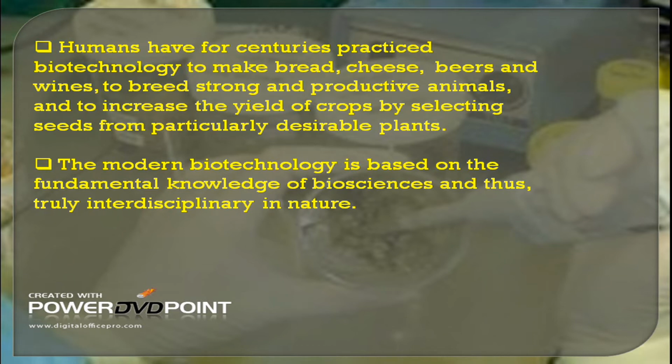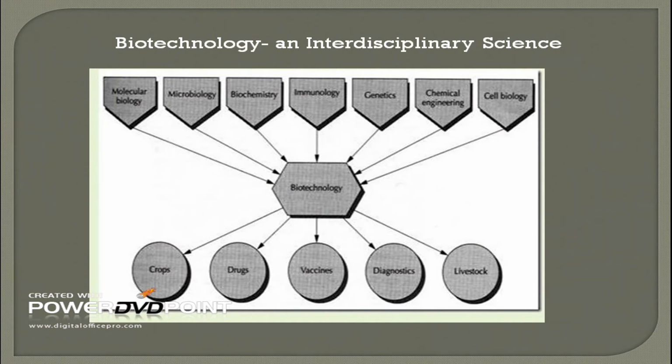Modern biotechnology is based on the fundamental knowledge of biosciences and is thus truly interdisciplinary in nature. The interdisciplinary nature of biotechnology could be understood by the following diagram. Interdisciplinary means relating to more than one branch of knowledge, or you can say subject. A multidisciplinary field, biotechnology has evolved as the implementation of different engineering processes to biological systems.